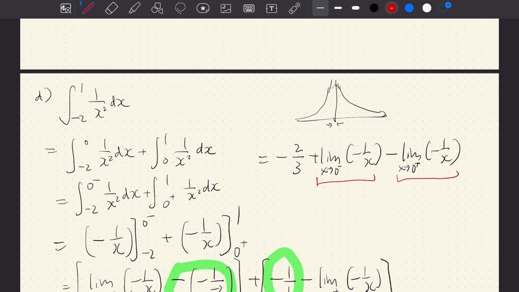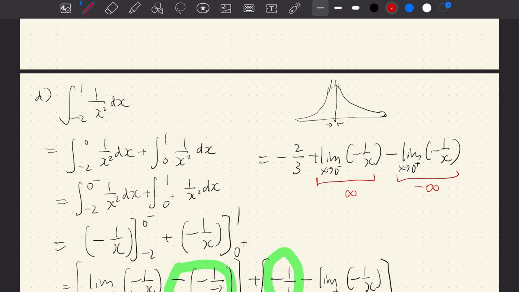When x goes to 0 from the negative side, then 1 over x should go to negative infinity, right? Because x is a very small number, but it's negative. So 1 over x should be a very large negative number. So negative 1 over x should go to infinity, because 1 over x goes to negative infinity. And when x goes to 0 plus, approaching 0 from the right-hand side, then 1 over x should go to positive infinity. So negative 1 over x goes to negative infinity.